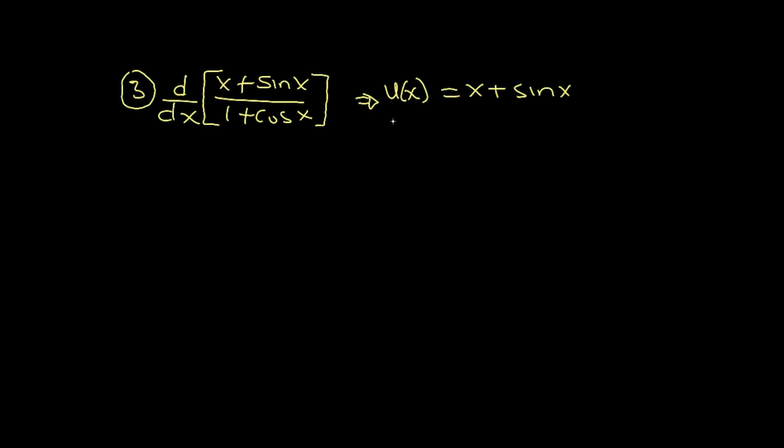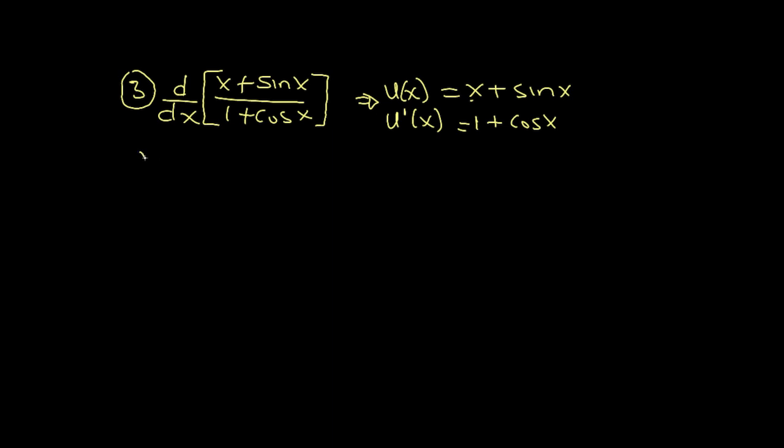Then we can get the derivative of u with respect to x, which we can write as u prime. It's the same thing as du over dx. And that will give you, if you differentiate x, that will be 1. If you differentiate sin x, that will be cos x.